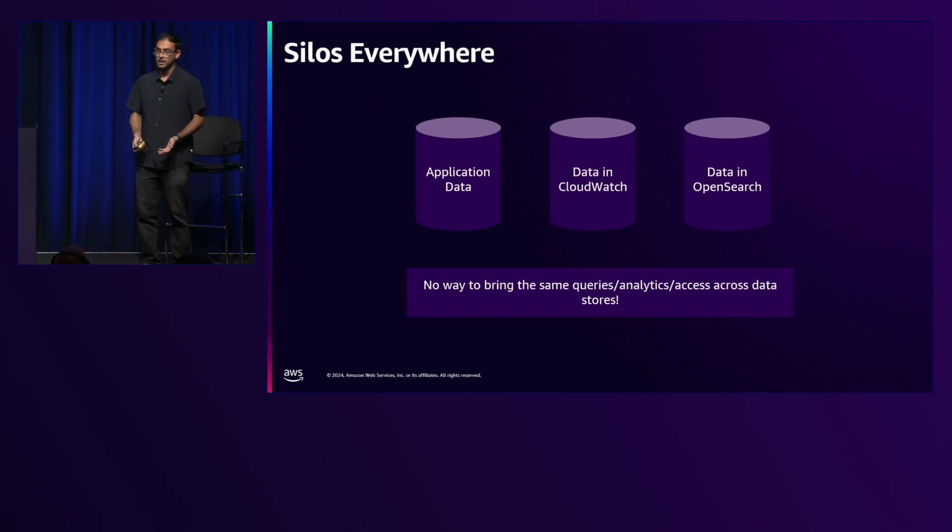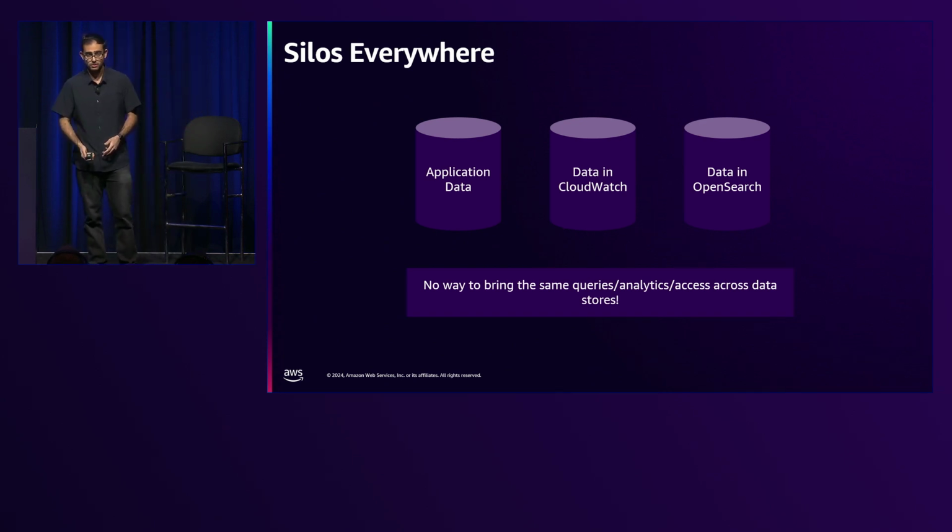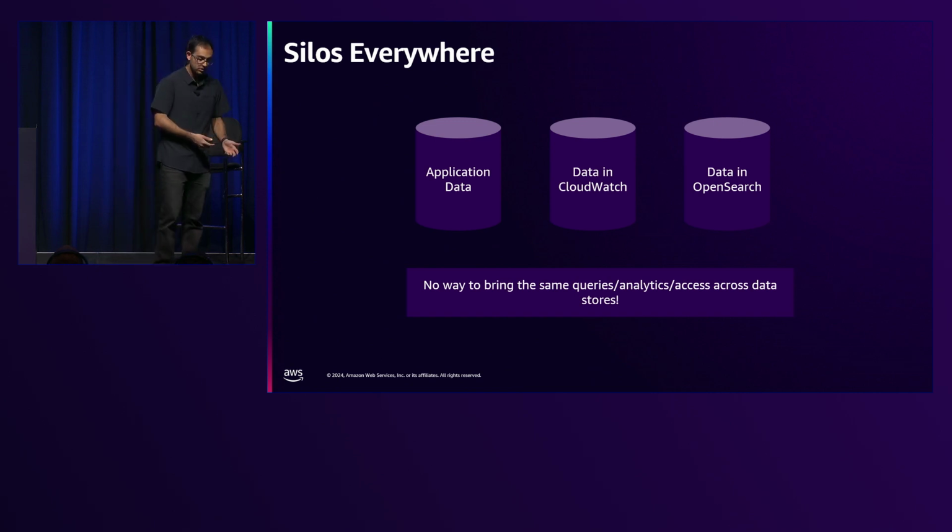Time and time again, as we've added new data sources, sometimes we've created new silos. We've heard from customers that sometimes application data is in one data store. You have data in CloudWatch. You might be using OpenSearch for some of your application logs. And there's no easy way to bring all of that analytics capability over all of those data sets so you can get one unified view. Silos create fragmentation, which makes it hard for you to actually observe your systems.